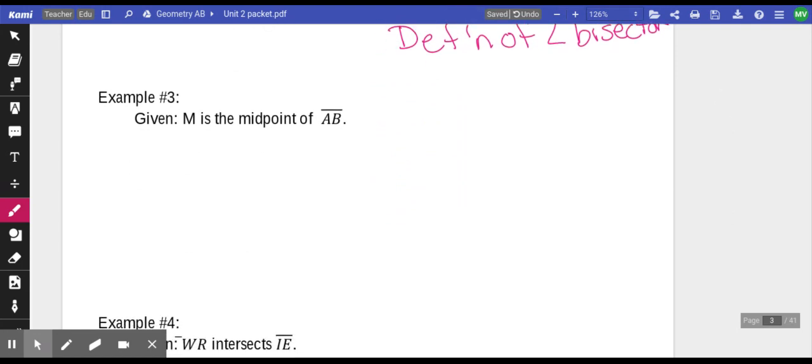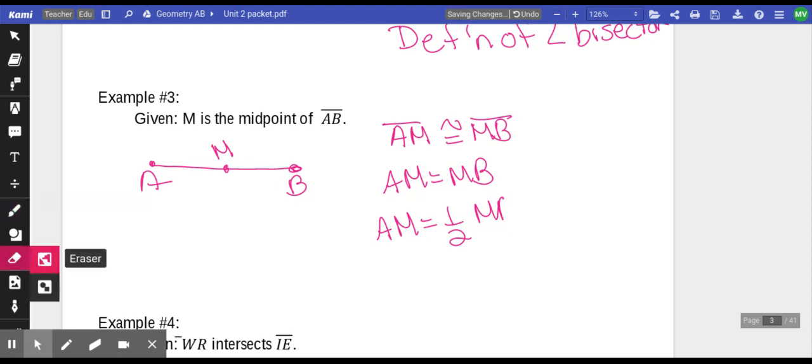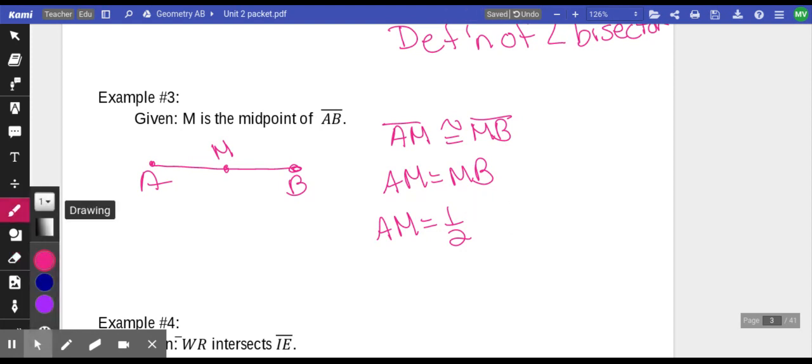Our third example is, given M is the midpoint of AB. That means that we have a segment AB with M in the middle. And from that given, we can say that AM is congruent to MB, which means that AM equals MB, which also means that AM equals half of AB. And that's all from the definition of midpoint.